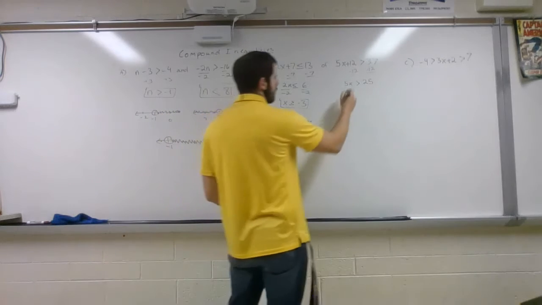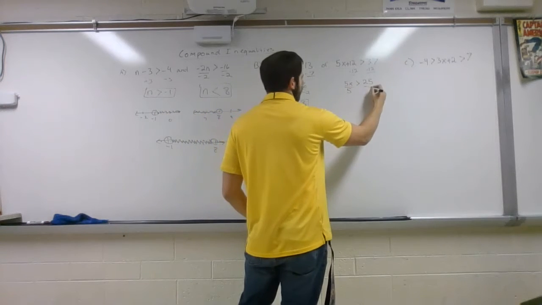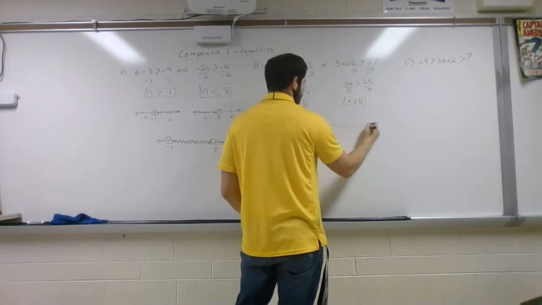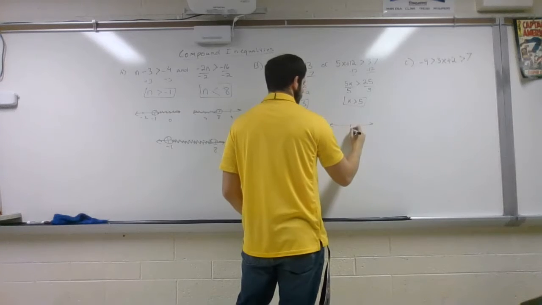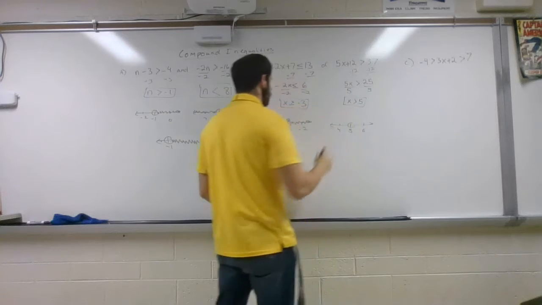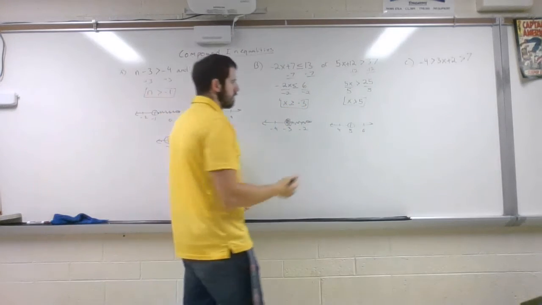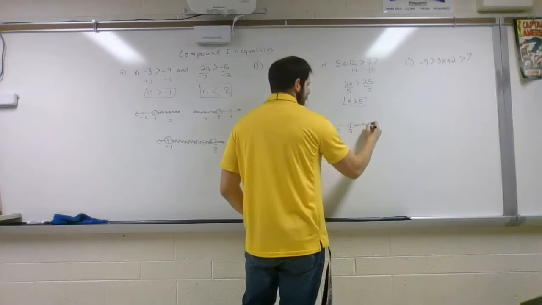We then divide by the 5. We get x is greater than 5. And we graph that one. 5 in the middle, 4, 6. It's an open circle. And we're going to shade to the right.